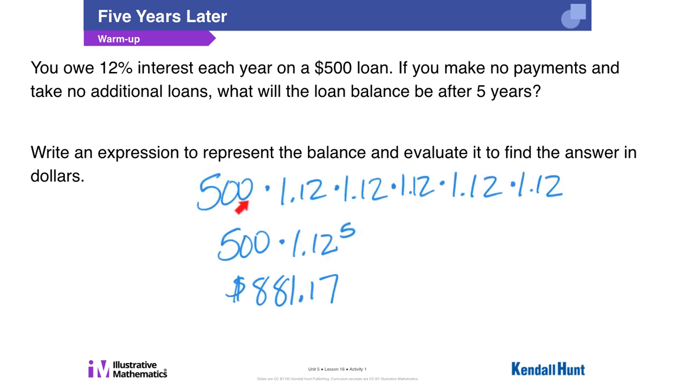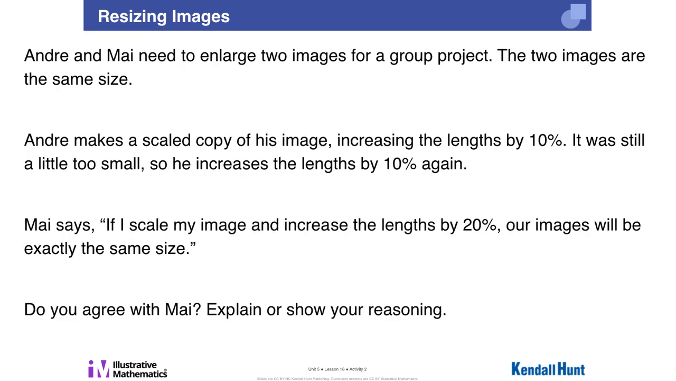If you start with a loan of $500 and you have a 12% interest each year, and you've made no extra payments, you're going to multiply by 1.12 for the first year, multiply by 1.12 for the second year, and so on for the third, fourth, and fifth years. We can simplify that by using an exponent: 500 times 1.12 to the fifth power. That's for each year for 5 years. And we end up getting a total of $881.17.